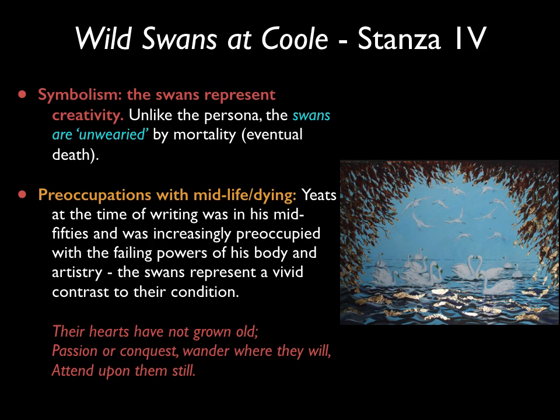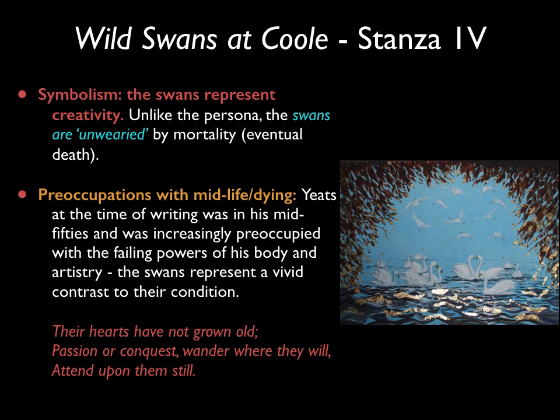Preoccupations with midlife and dying now flood into Yeats's mind as he looks upon the swans. Yeats, at the time of writing, was in his mid-50s, as has been mentioned previously, and was increasingly preoccupied with the failing powers of his body and artistry. The swans represent a vivid contrast to their condition. And this is a significant idea for Yeats because as Yeats looks at his declining capacities, and again, by no means is he on death's doorstep here, Yeats looks at that post-midlife period as a period of decline, and he sees himself in decline both in his physicality and in his art.